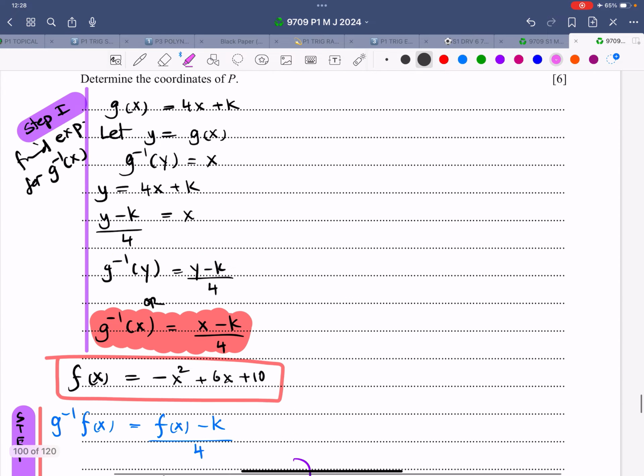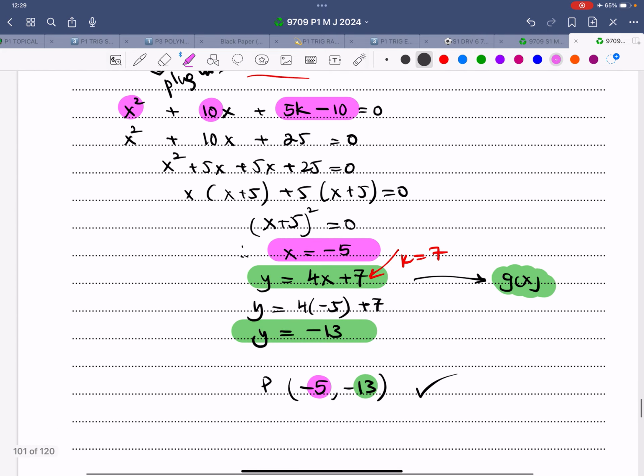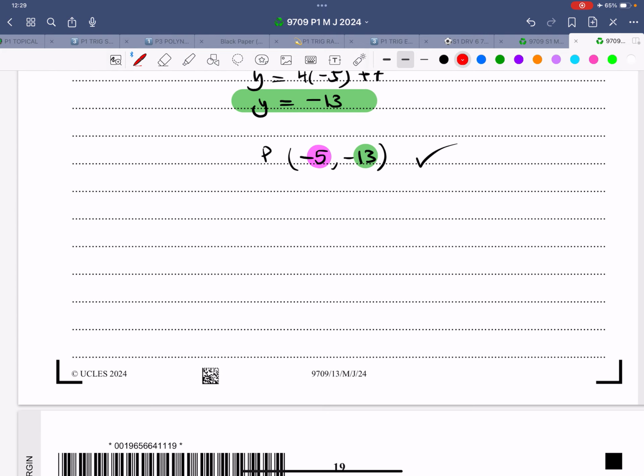And just look at the working over here. For 6 marks, I consumed almost 2 full pages. So that's how this question is done. May/June 2024, variant 1-3. This question is done. I hope you liked the walkthrough solution.